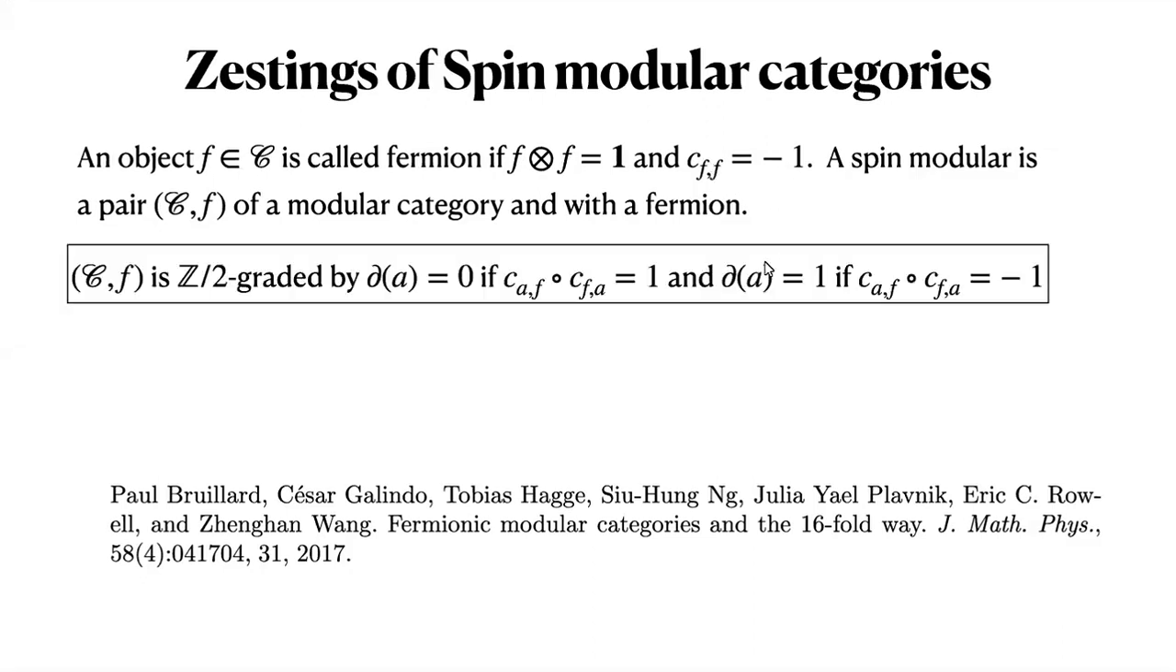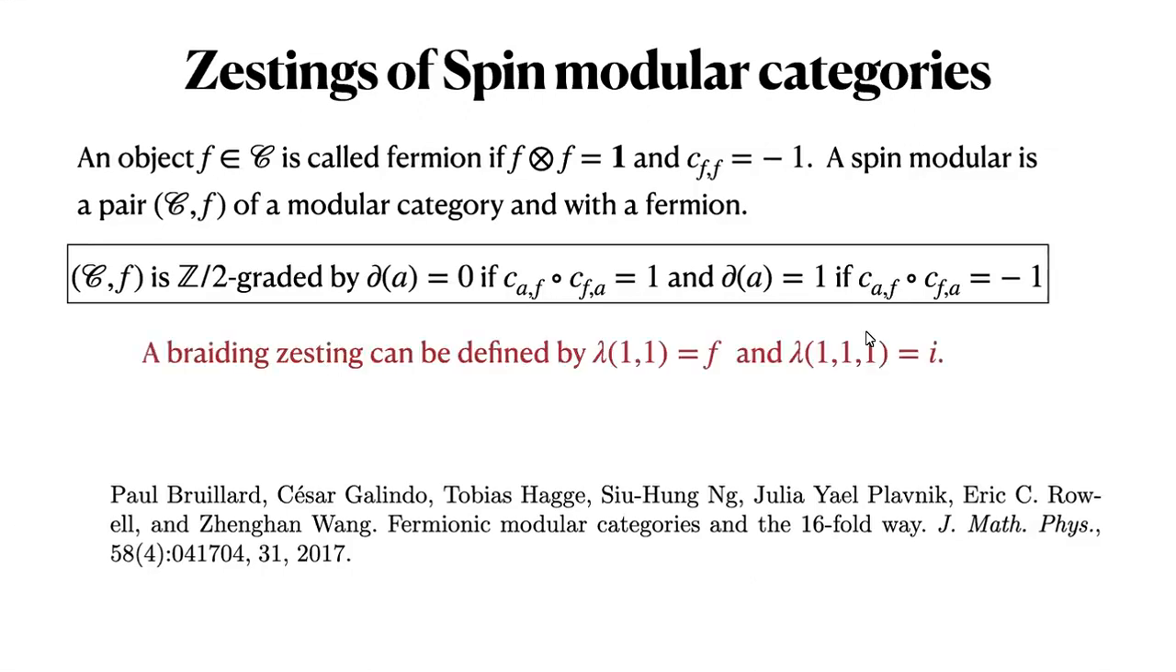And for every spin modular category, you have a Z/2 grading, where, let's say, the objects in the trivial component correspond to the objects that are transparent with respect to the fermion, and the objects in component 1 are those whose double braiding is minus the identity. So in this case, you can define explicitly a braided system that takes value exactly on this F. In this way, lambda of 1 is equal to F, and lambda of 1, 1, 1 is equal to I.